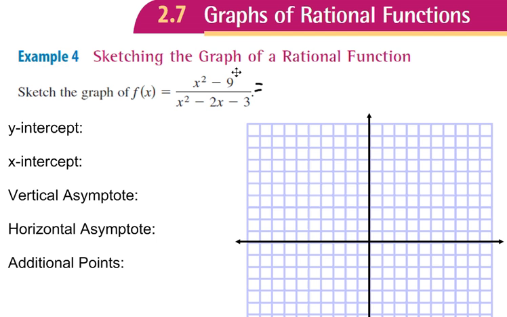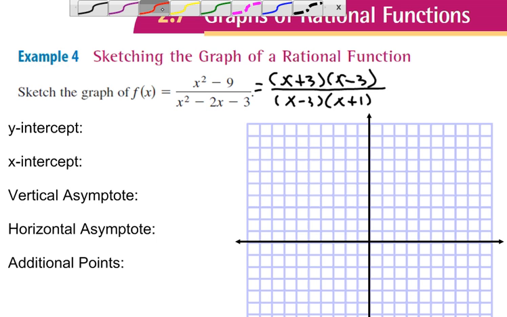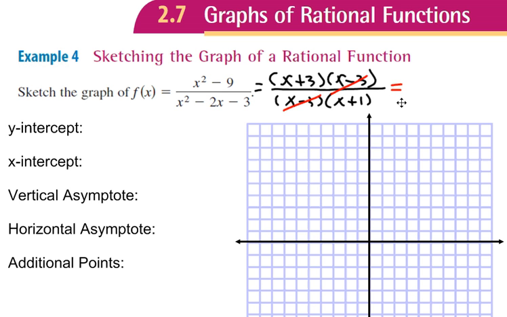Let's see. The numerator here is a difference of squares, so we have x plus 3 and x minus 3 on top. Over here we have x minus 3 times x plus 1, that's negative 3 and negative 2 there. Good. So we can eliminate the x minus 3 and the x minus 3, which means we have a new function now that we're going to be dealing with, which is x plus 3 all over x plus 1.